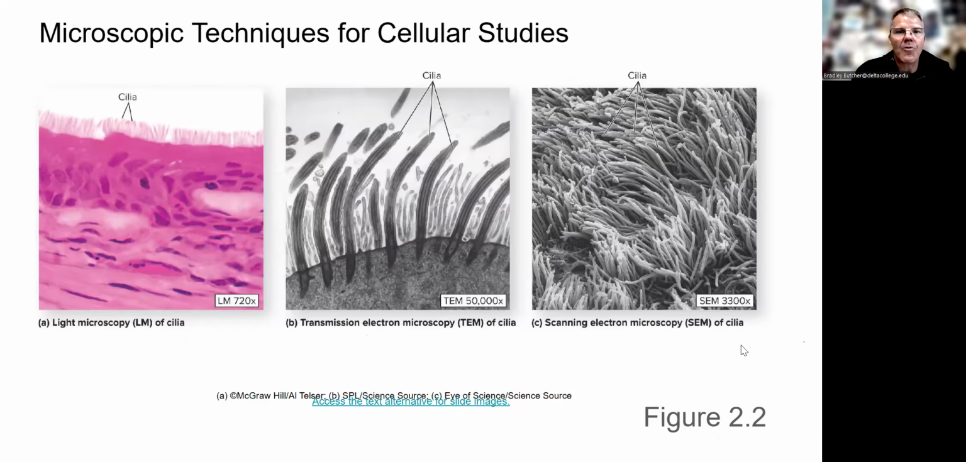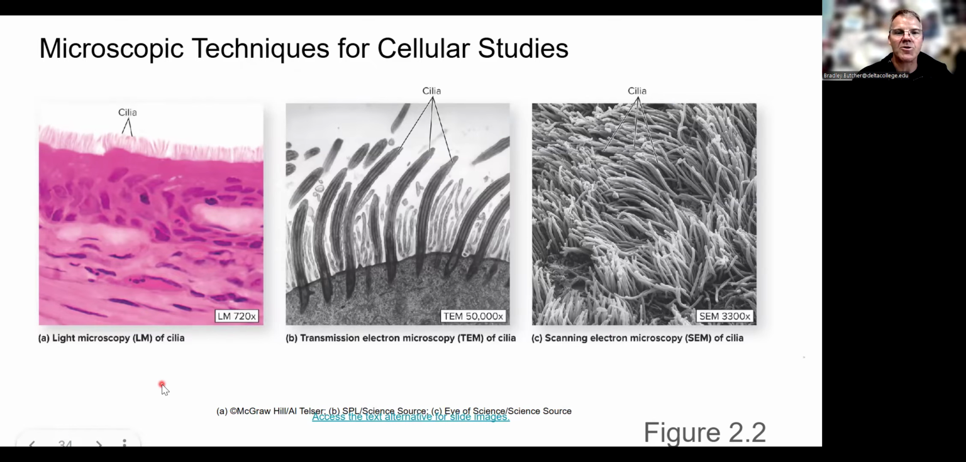Here are some basic ways that we look at cells through different types of microscopes. In our class, we use primarily the light microscope. The light microscope shines light up through a thin section of material, and we can see some contrast. Oftentimes, we stain our specimens with certain dyes that allow us to see the structures more clearly.